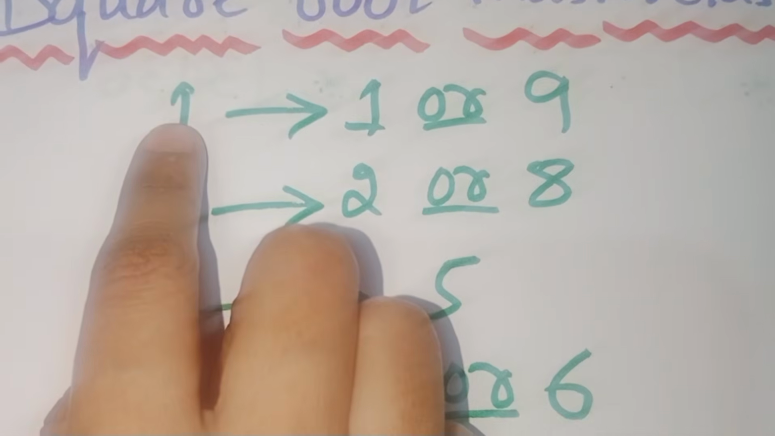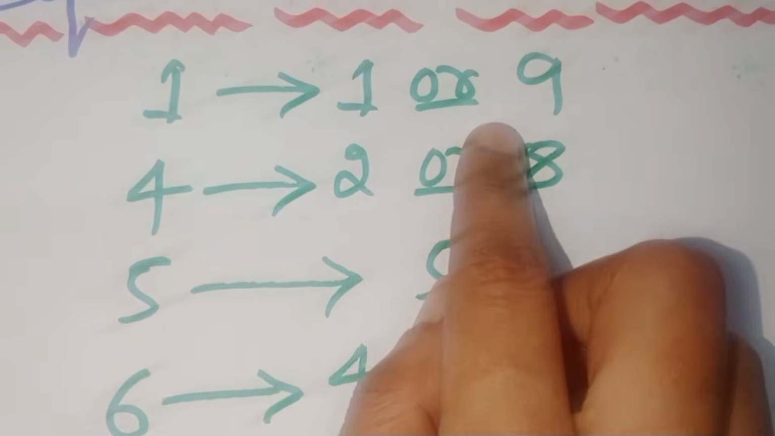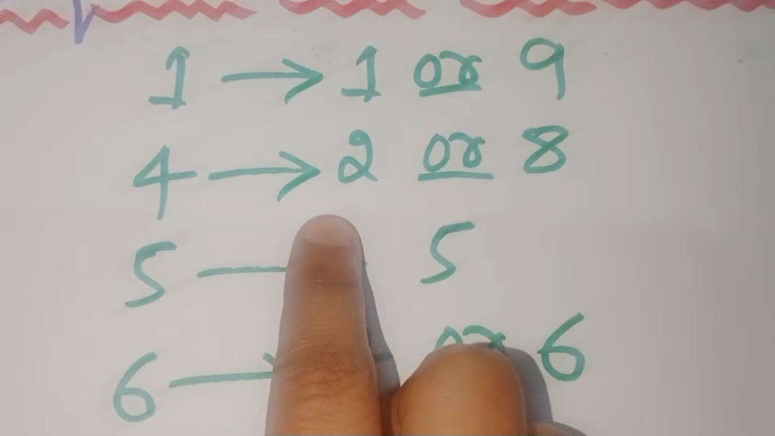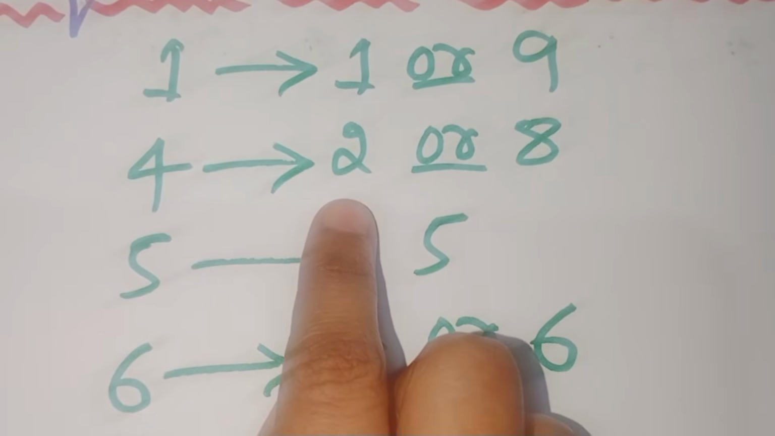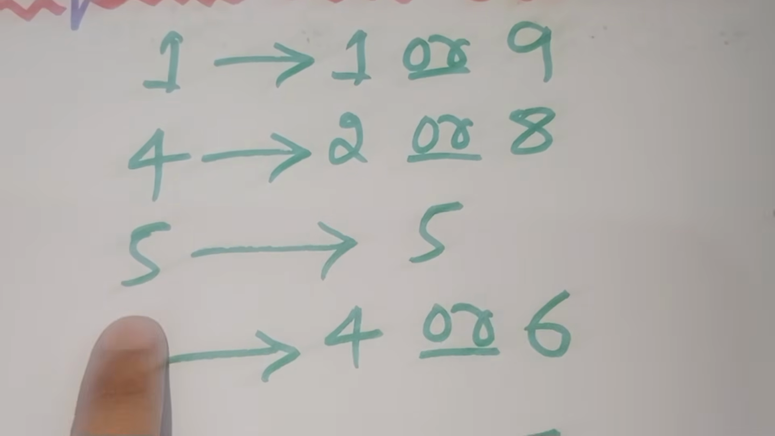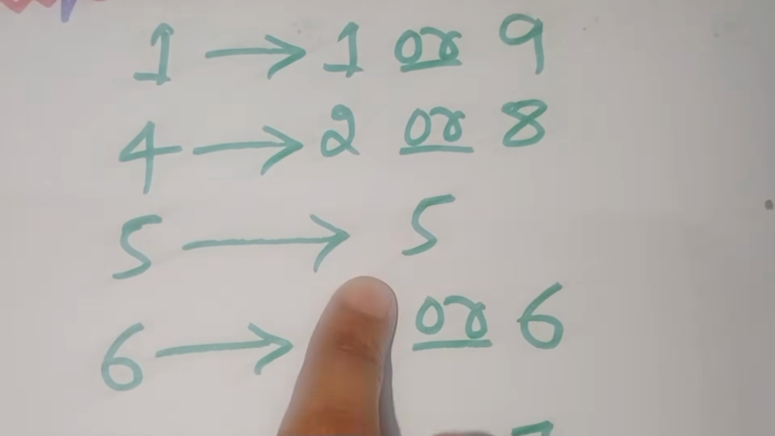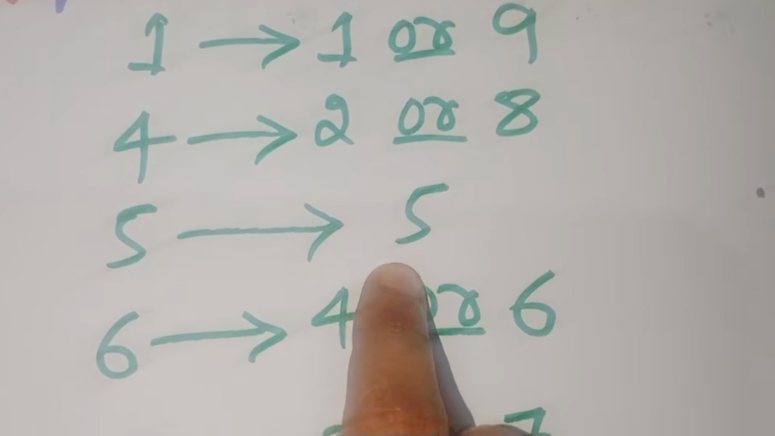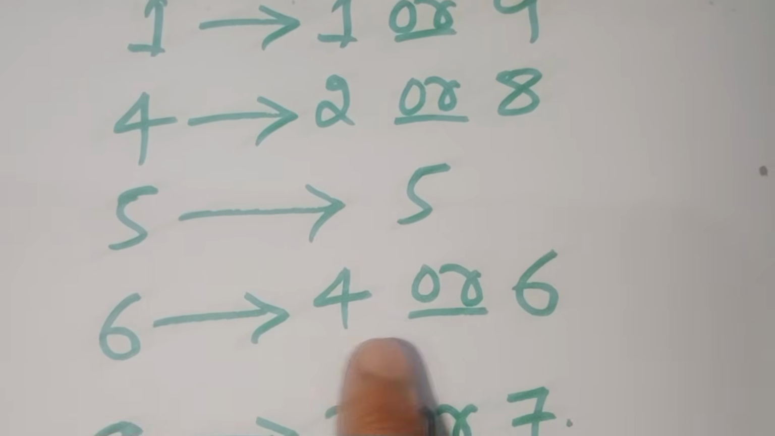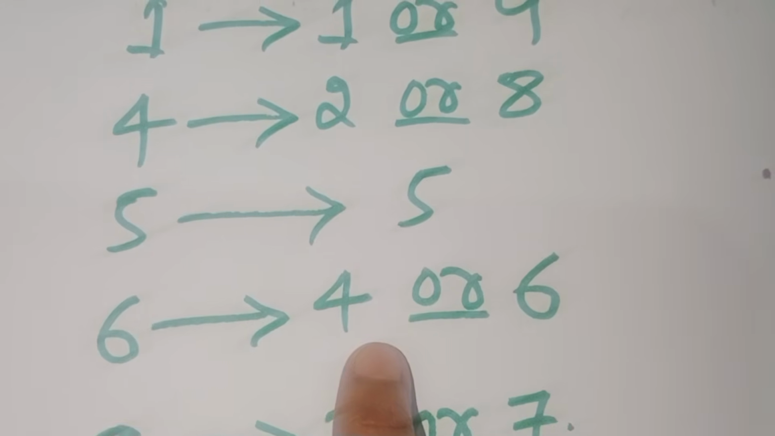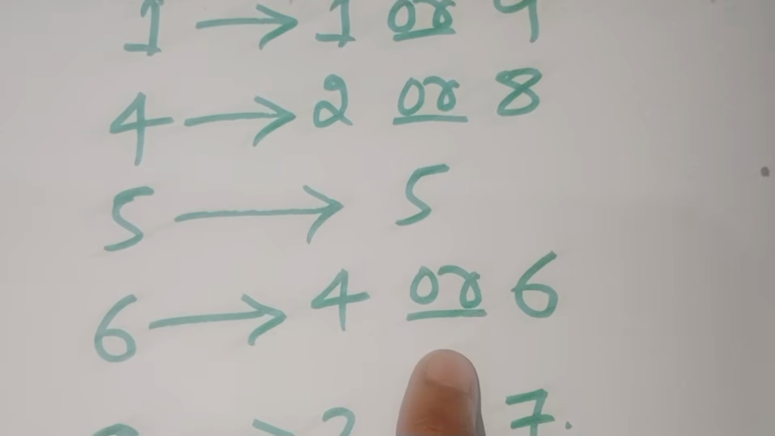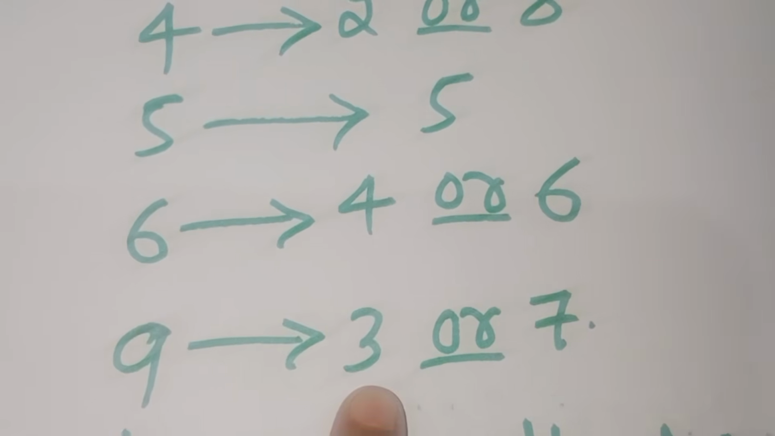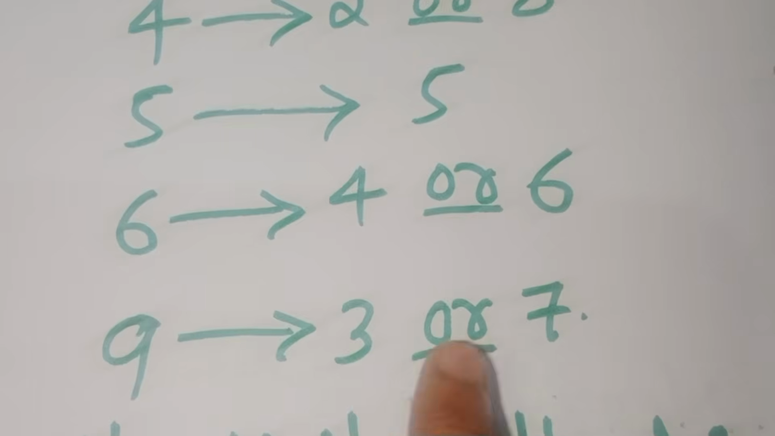If the square ends in 1, the square root ends in 1 or 9. If the square ends in 4, the square root can end in 2 or 8. If the square ends in 5, the square root must end in 5. If it ends in 6, the square root can end in 4 or 6. If the square ends in 9, the square root must end in 3 or 7.